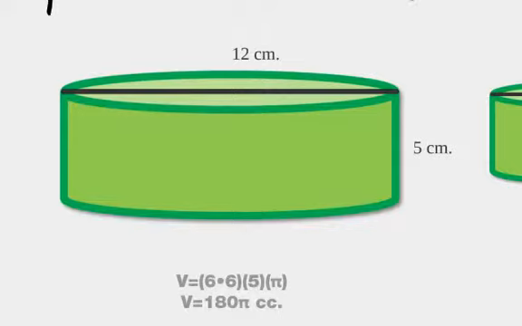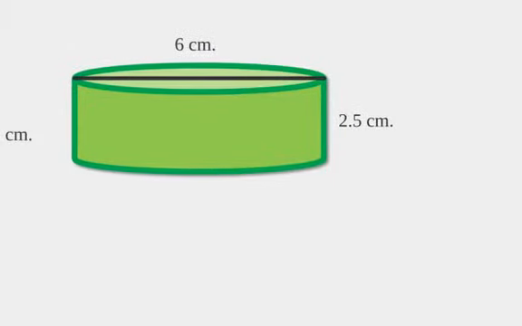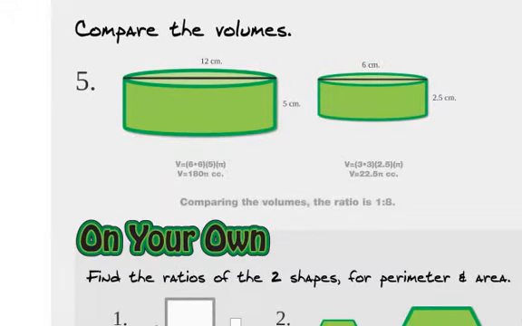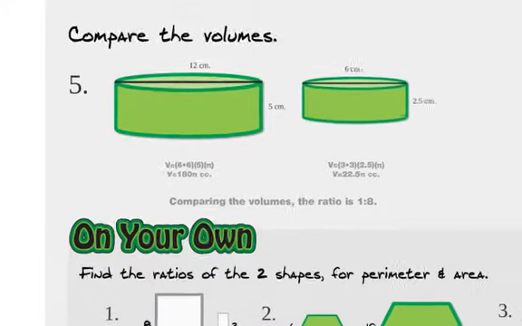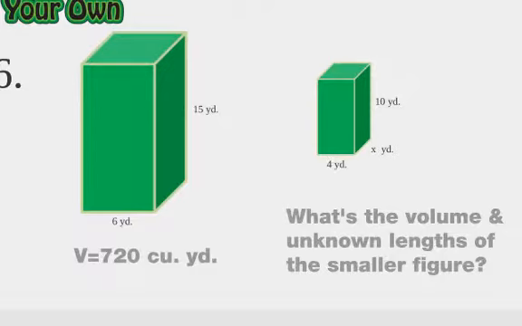There it is there. Here it is here. Just recapping. Comparing the volumes, the ratio is 1 to 8. All right, would you do these guys? I want you to find out what the length of this x is. If you know that the volume is 720 cubic yards and it's 6 by something by 15, what is x going to be?